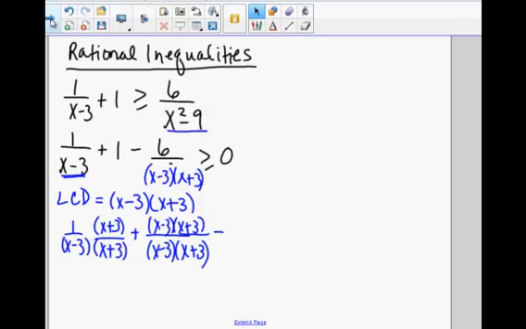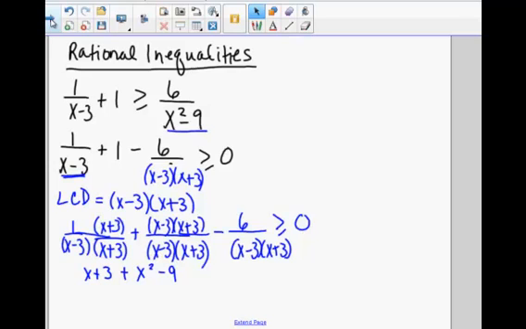The 6 has all of the denominator already, so I don't need to fool with it, and that's greater than or equal to 0. When I turn this into one giant fraction, I end up with 1 times x plus 3 minus 3, which is going to give me just x plus 3, plus, when I multiply x minus 3 times x plus 3, I get back x squared minus 9.